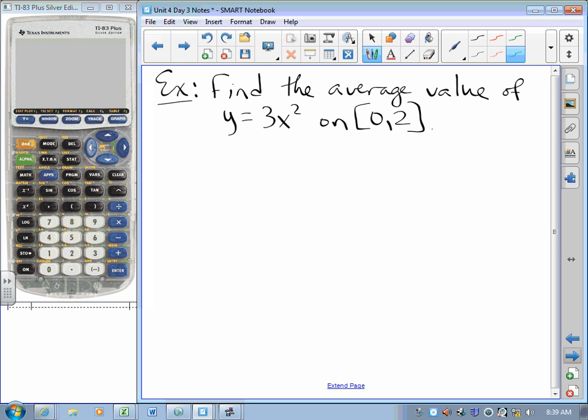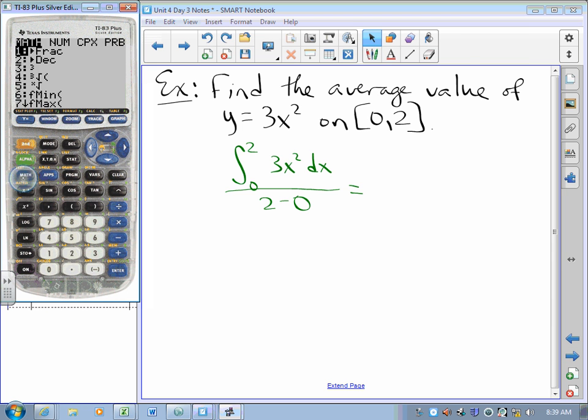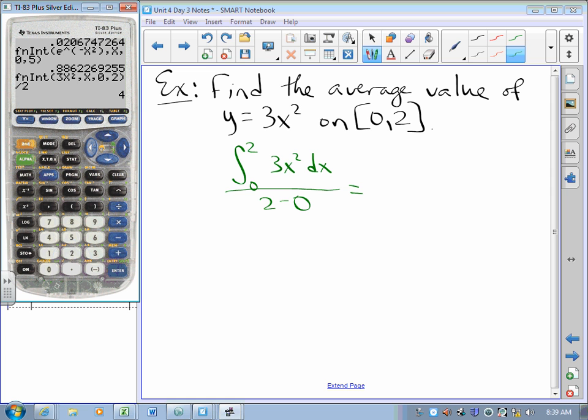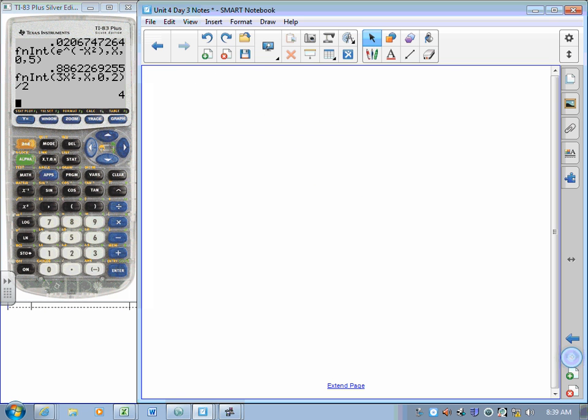If I want the average value of a function on a closed interval, I take the integral and divide by the length of the interval. Well, that's easy to do. I've got a machine: integral divided by length of interval. Not bad. Hey, I've got 2 minutes, I think.